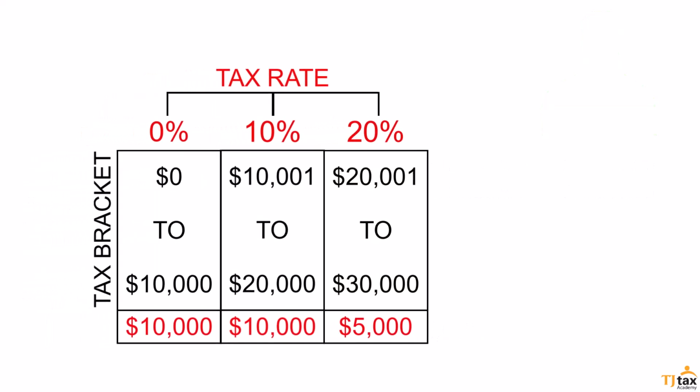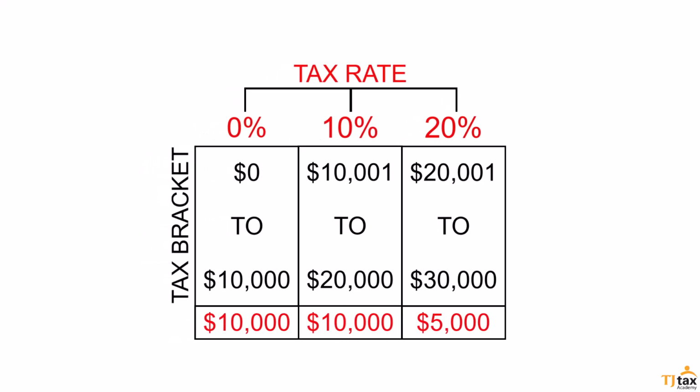Let's look now at tax rates. A tax rate is the percentage at which income is taxed within a particular tax bracket. Each tax bracket has a corresponding tax rate. There are generally two types of tax rates to consider when talking about tax rate: marginal tax rate and average tax rate. Marginal tax rate is the rate at which the last dollar of your income would be taxed. This is the rate applied to the highest portion of your income that falls within a particular tax bracket.